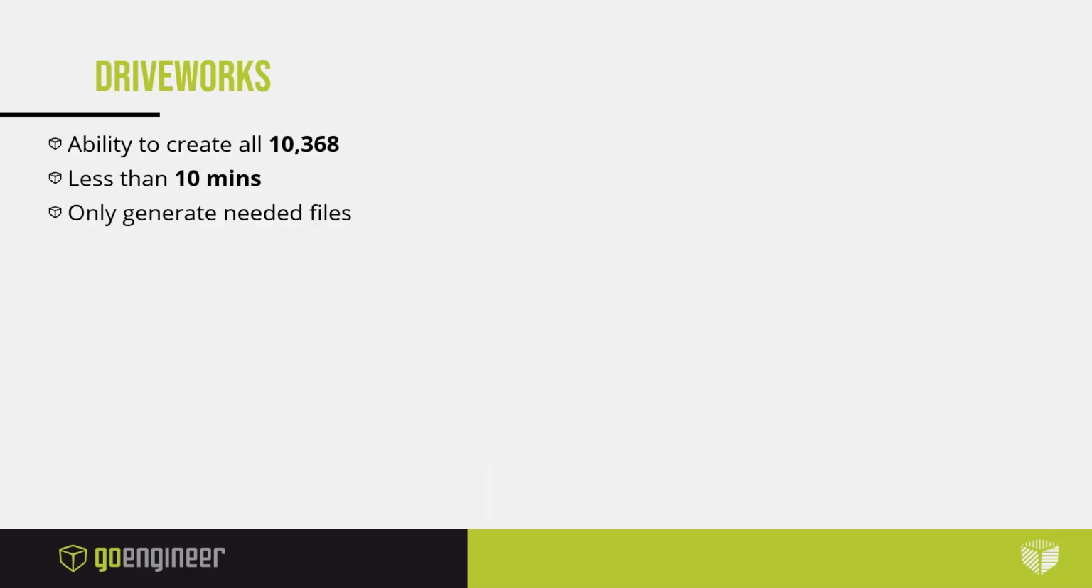So we're going to take a look at that 10,368 option combinations that Max spoke about. I'm going to set DriveWorks up to be able to generate only the models we need in less than 10 minutes. And what I mean by only the files we need is that when we get an order for a size, we're going to generate that data set at that time.